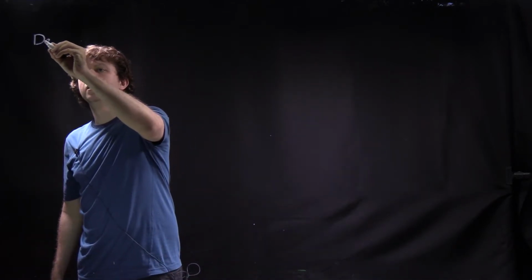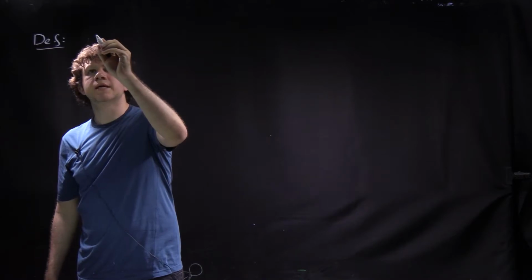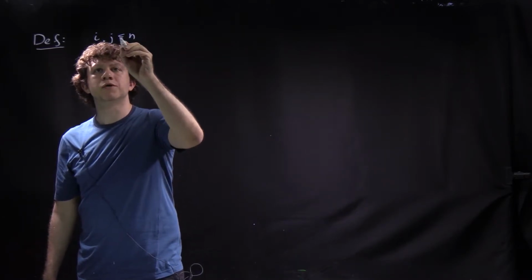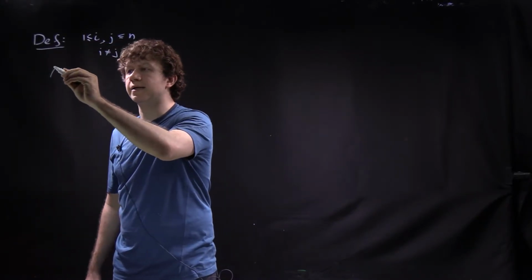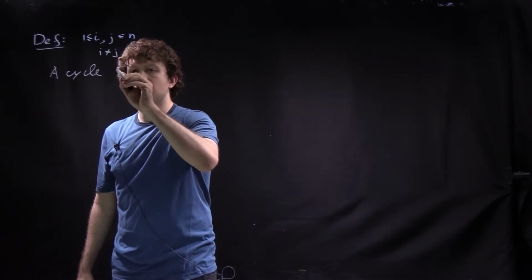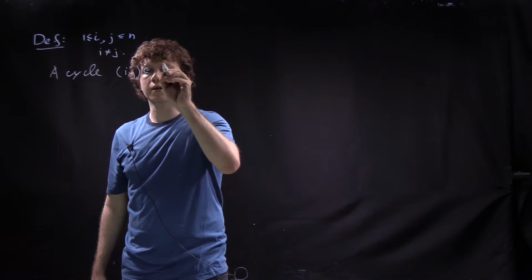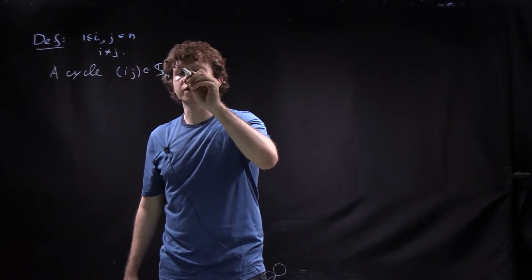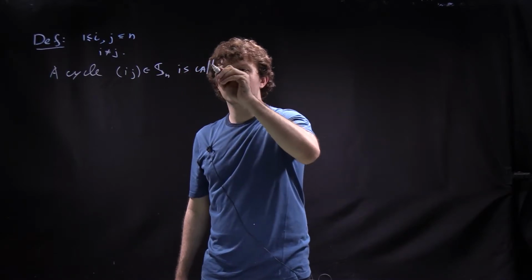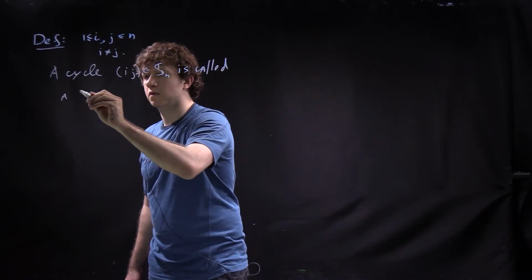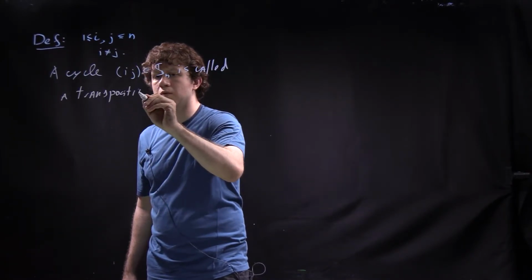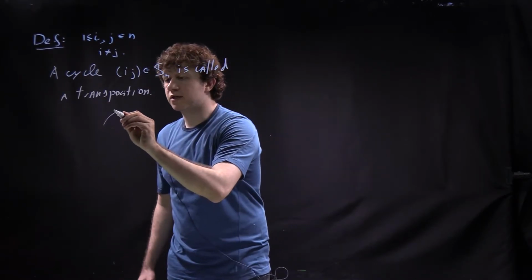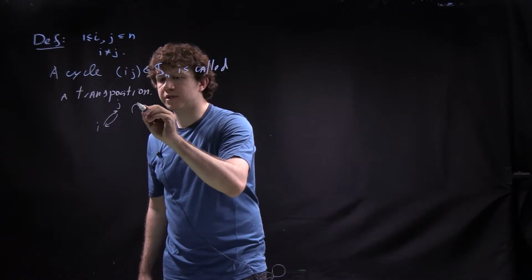A very important example of a cycle is what's called a transposition. Definition: let's take i, j from 1 to n and distinct. A cycle (i j) in Sn is called a transposition. What it does is exchange i and j, and everything else is fixed.